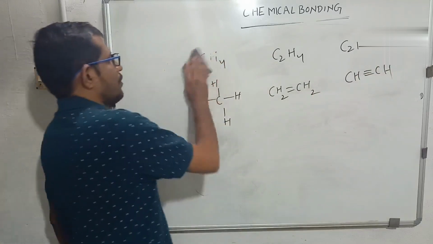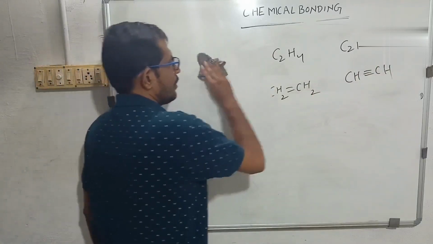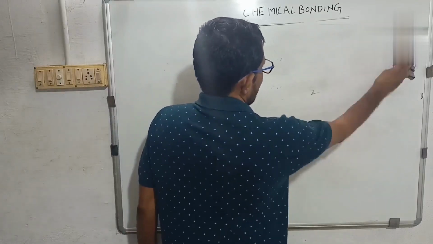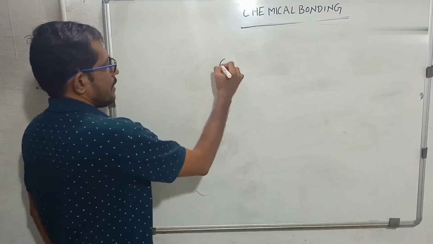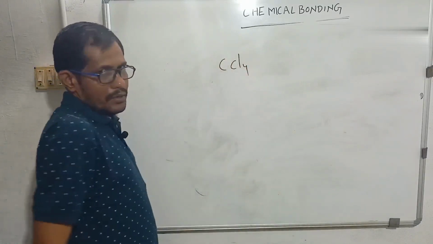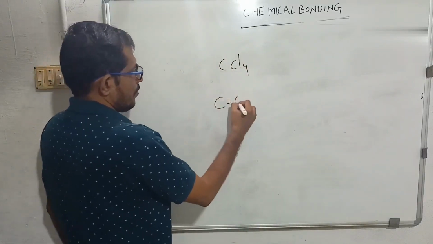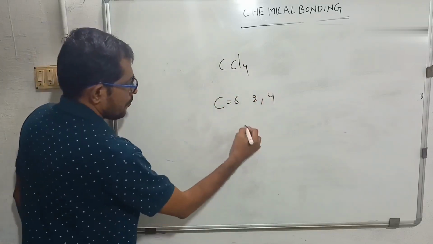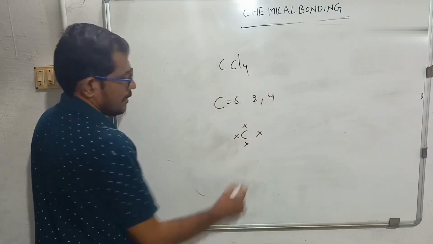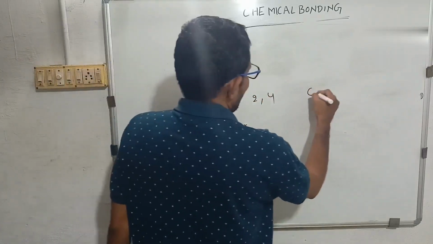So finally, I will write one more molecule, then you will get a very clear idea. If you take CCl4, first take the carbon. Carbon atomic number is 6. It has electrons 2, 4. So there are 4 valence electrons for carbon. So write like this. And take chlorine over here.